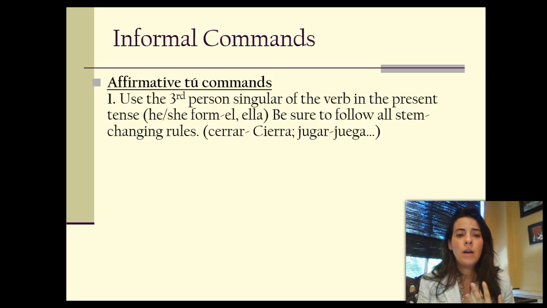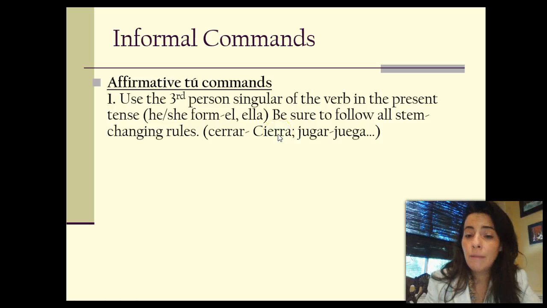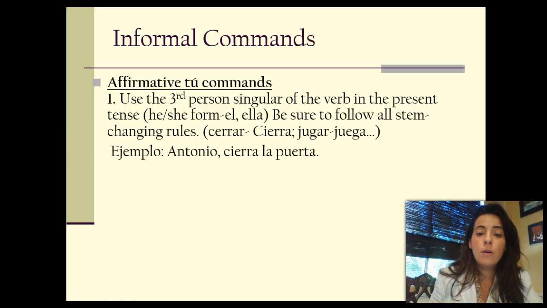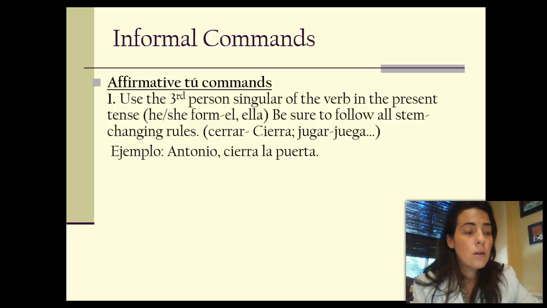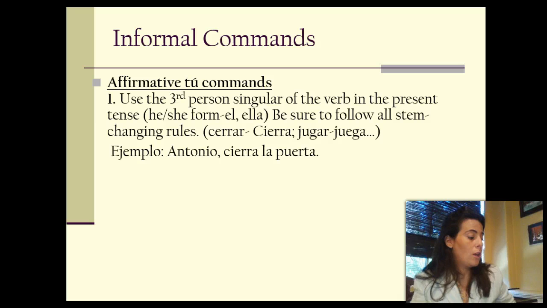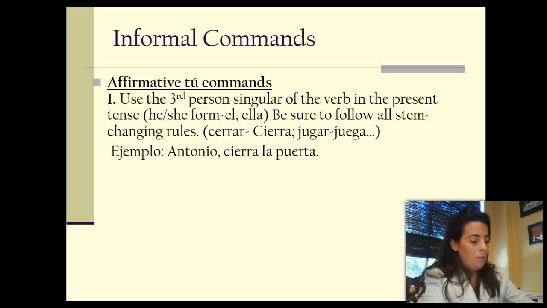So this is why it's important also to conjugate a verb. Because if there are irregular stem-changing verbs, you need to remember that stem change when you're gonna conjugate your informal command. So for cerrar, es cierra. Yo cierro, tú cierras, él cierra. Para jugar, yo juego, tú juegas, él juega. Okay, so those are gonna be our commands. For example, Antonio, cierra la puerta. So instead of conjugating the second person singular, cierras la puerta, we're gonna use the command cierra la puerta.